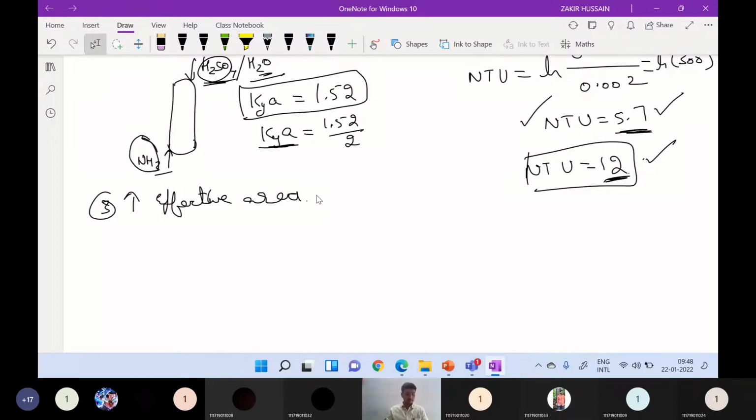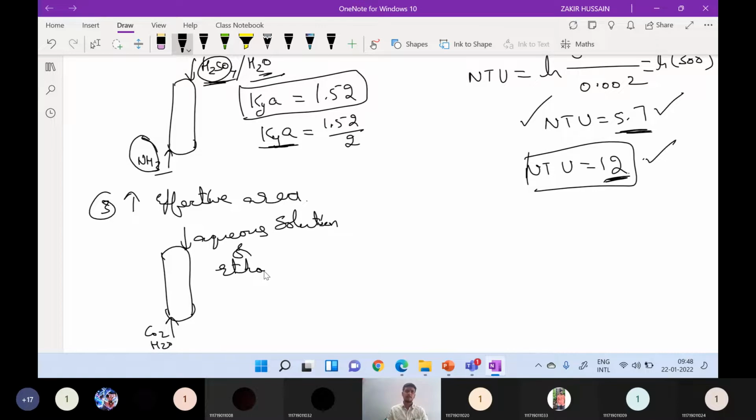If the liquid film resistance is dominant, as maybe in the case of CO2 and H2S removal, like CO2 removal using some aqueous solution, whatever it may be, some ionic liquids or something like that, or we can say ethanolamine. Ethanolamine is one example to remove the CO2 gas. The rapid chemical reaction in the liquid phase will lead to a very large increase in the mass transfer.